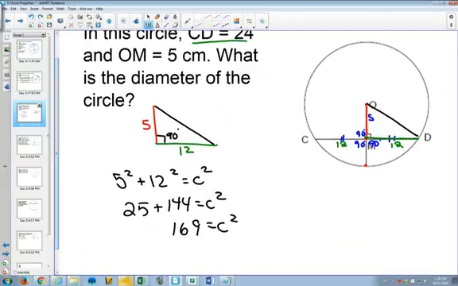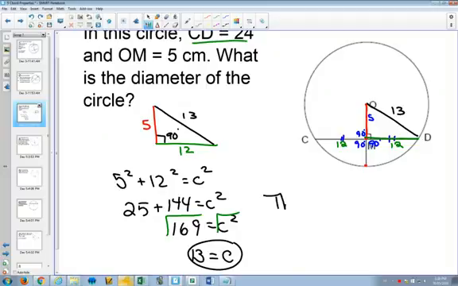144. And then you have to take the square root of both sides. Go to your calculator. And it's 13. So if we label that on our diagram, we know that from O to D is 13. What was the question asking us to find? So the diameter is 26. Because the diameter is all the way across, and that 13 is just the radius.